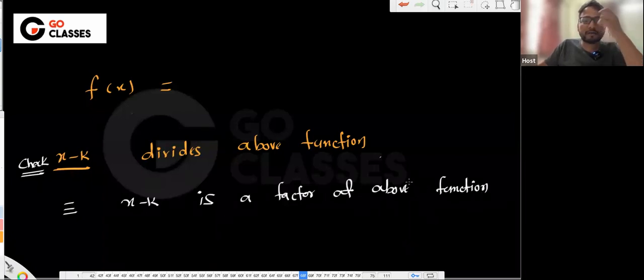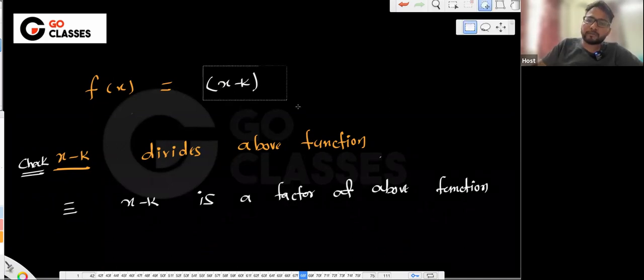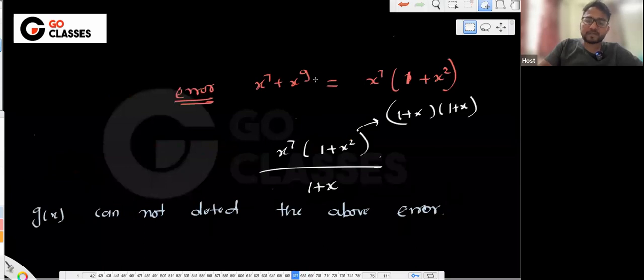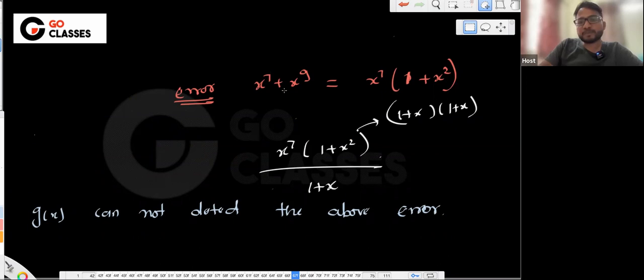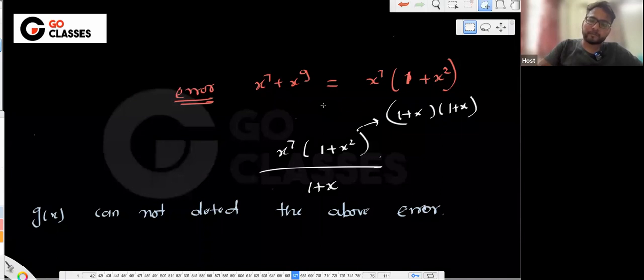Now suppose it is a factor, then putting x equal to k will make this 0. If it is not a factor, then it will not be 0, right? So you can directly put x equal to k. If you want to check whether x plus 1 divides this or not, you can just put x equal to minus 1. Since minus and plus are the same, you can just put x equal to 1 here. It will be 0, since 1 plus 1 is 0. So x plus 1 is actually dividing this error.